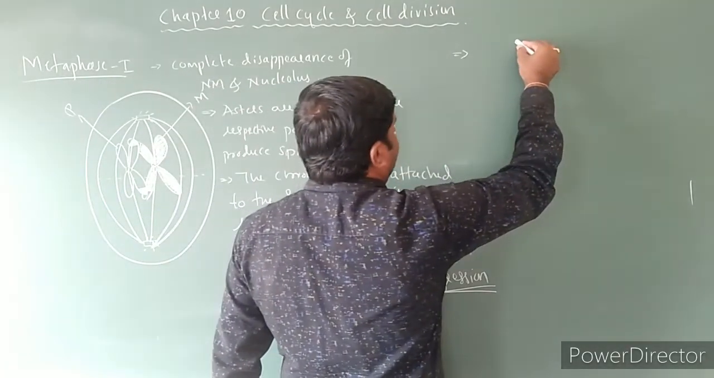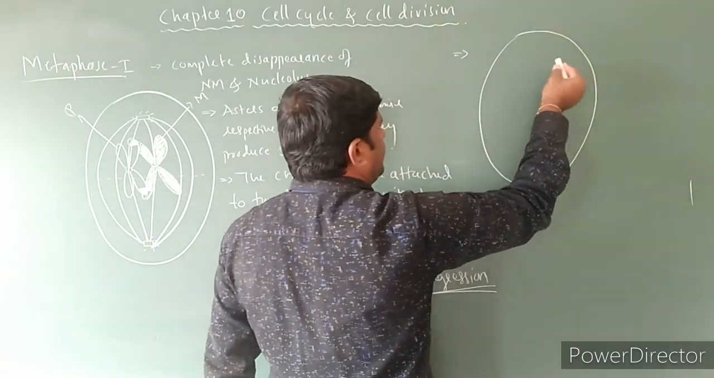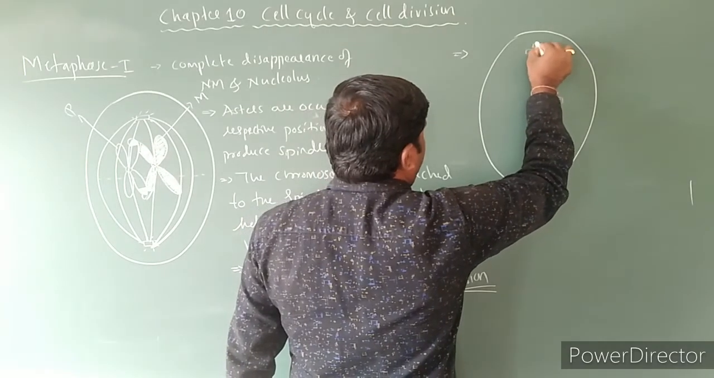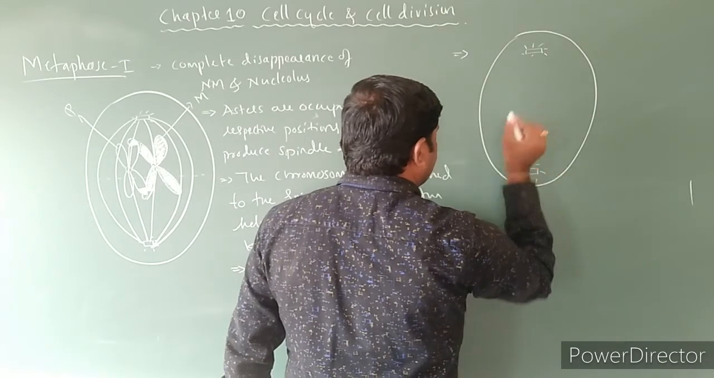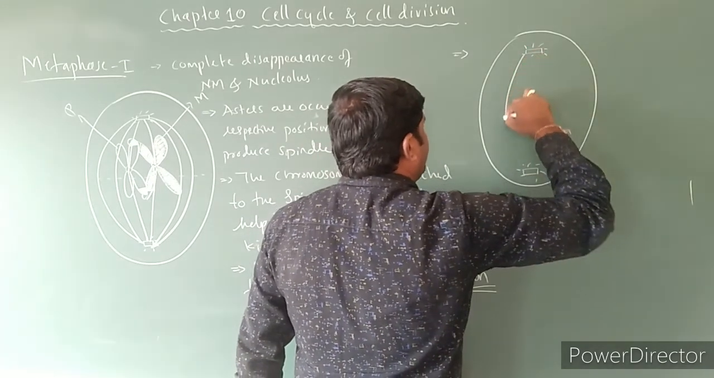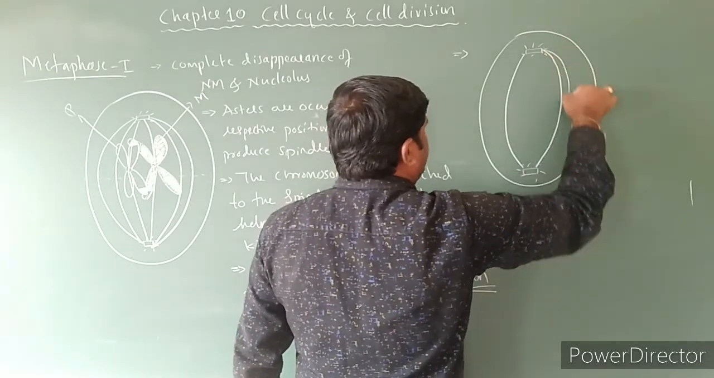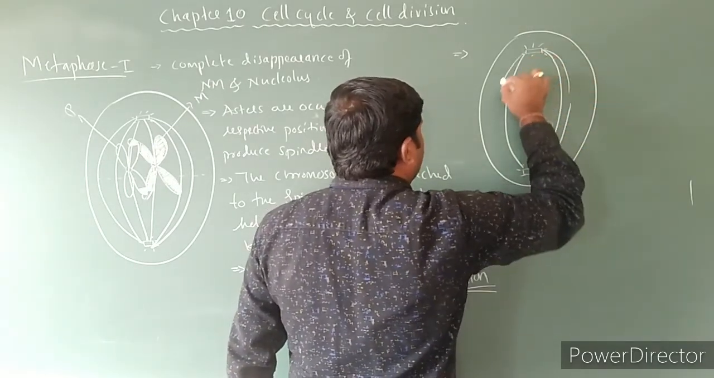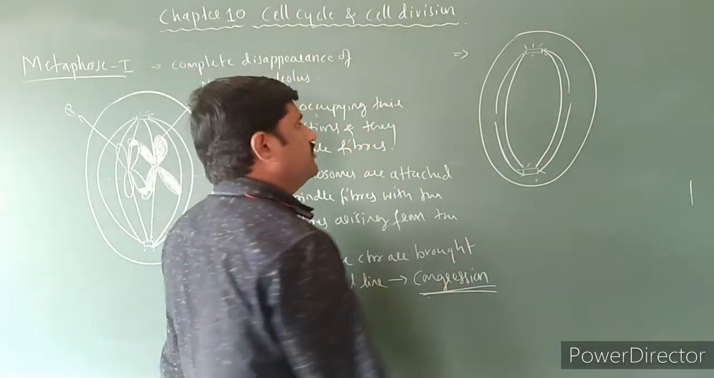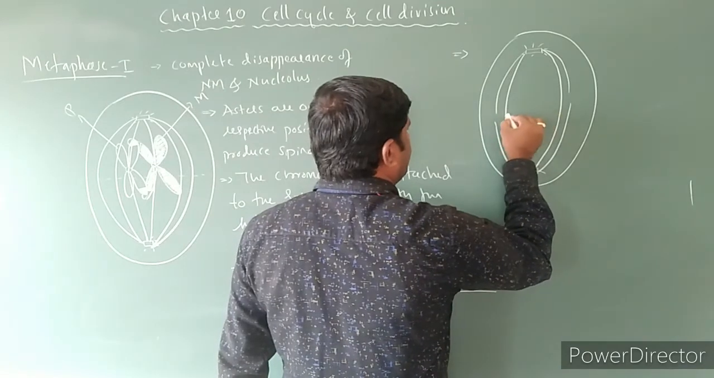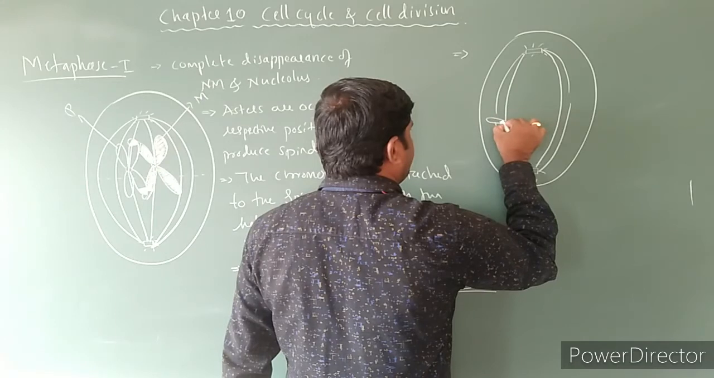See diagrammatically, now all the chromosomes are lying in the cytoplasm directly. So this is one aster, this is another aster. The spindle fibers are formed like this. Some are continuous and some are discontinuous fibers that we come across. So to these spindle fibers, we can observe how the chromosomes are lying over here.